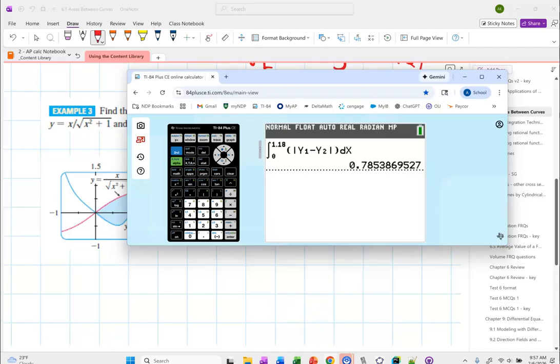If I need the calculator to find the intersections, I have the calculator do the integral. And rather than worrying about making sure which one is subtracting which, if they don't cross, just absolute value the whole thing and it'll be fine. Everybody happy?